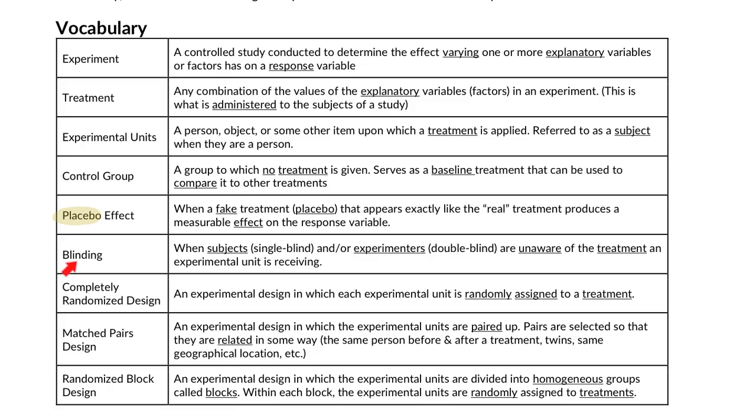Now, we discussed blinding a little bit, but I want to go into a little bit more detail here. Blinding is when subjects and/or experimenters are unaware of the treatment an experimental unit is receiving. It is great if we can have an experiment that is double blind. Double blind means that not only do you, the subject, not know which treatment you're getting, the person administering the treatment doesn't know which method you're getting either. Why would that be important? For it to be single blind, so the subject doesn't know what they're getting, but why would the experimenter being blinded as well be good for your study?